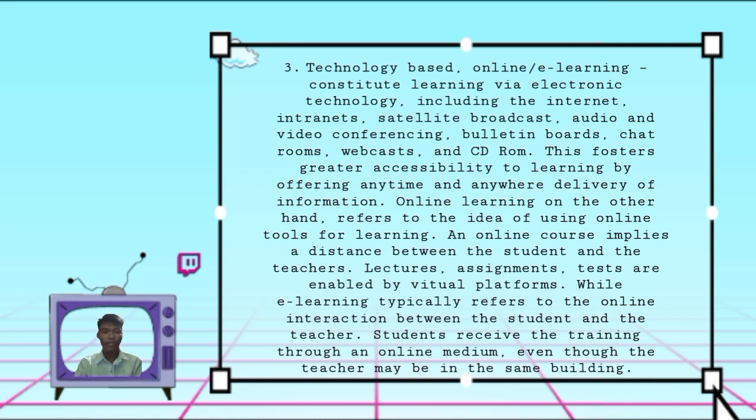An online course implies a distance between the students and the teachers. Lectures, assignments, and tests are enabled via a virtual platform. So instead of physical content, the content is now virtual or online. While e-learning typically refers to the online interaction between the student and the teacher, students receive the training through an online medium, for example, Messenger, Google Chat, Google Classroom, and Google Meet.